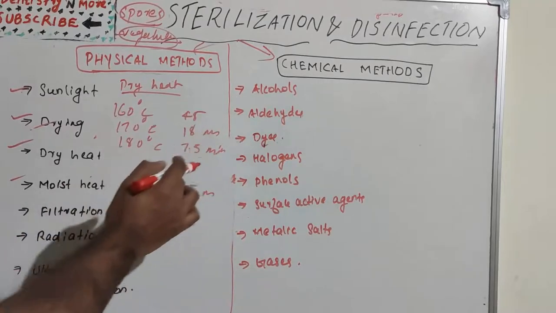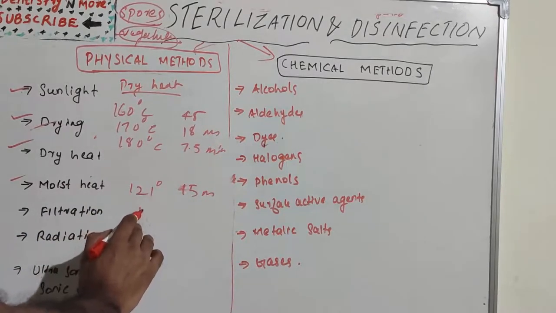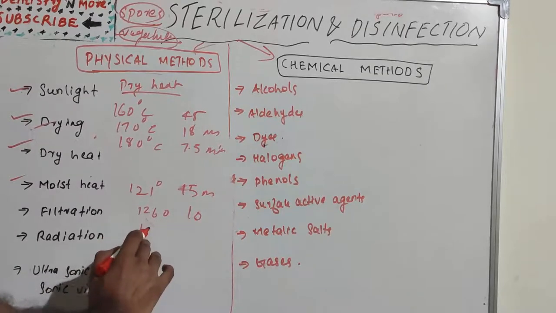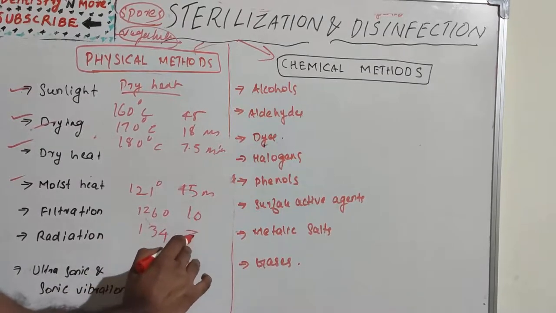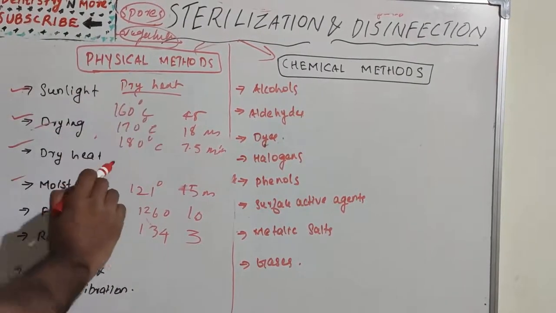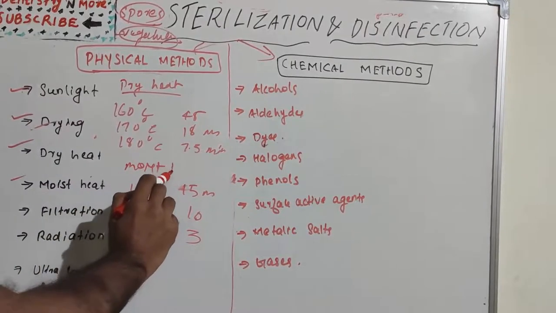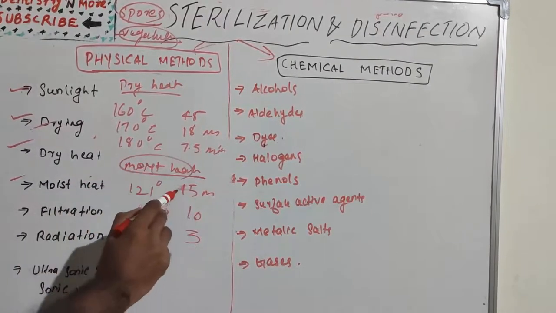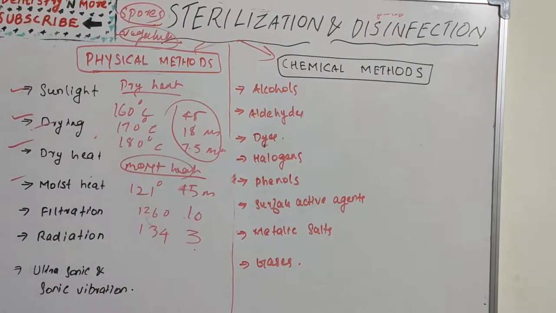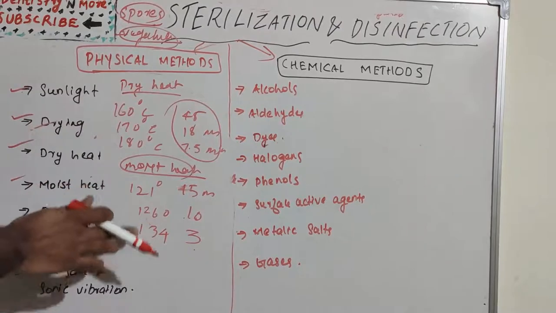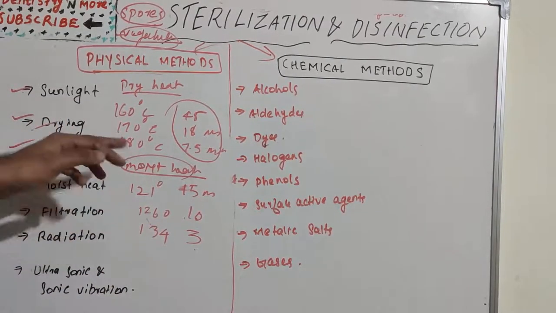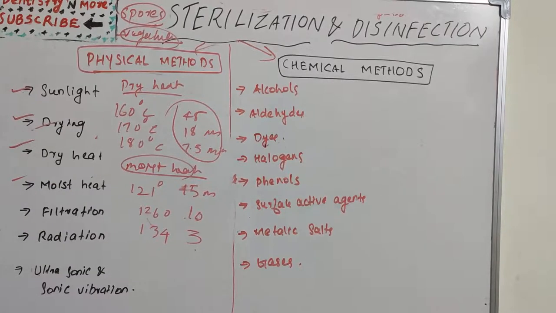It is very much less. At 126, we need just 10 minutes, and at 134 degrees, we need 3 minutes. That is the difference between dry heat and moist heat. Moist heat requires a much shorter duration: 15, 10 or 3 minutes. Dry heat takes almost half an hour or more, and the temperature is also much lower in moist heat. You can compare dry heat and moist heat. That is the advantage of moist heat with respect to dry heat.